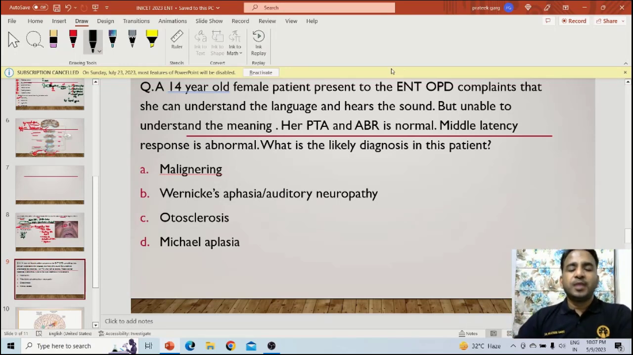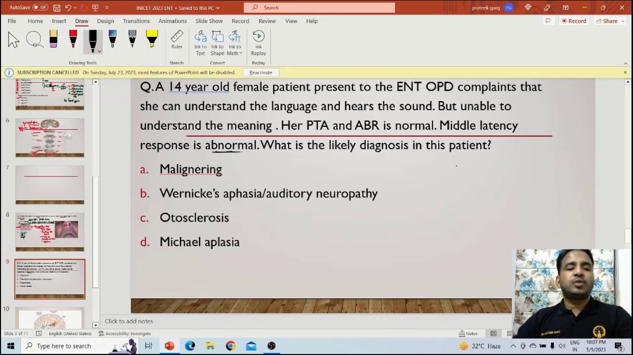Her PTA, pure tone audiometry, and ABR, auditory brainstem response, that is BERA, are normal. Brainstem reflexes are normal. Pure tone audiometry is normal. Middle latency response is abnormal. Now the key factor is the middle latency response. What is the likely diagnosis in this patient?